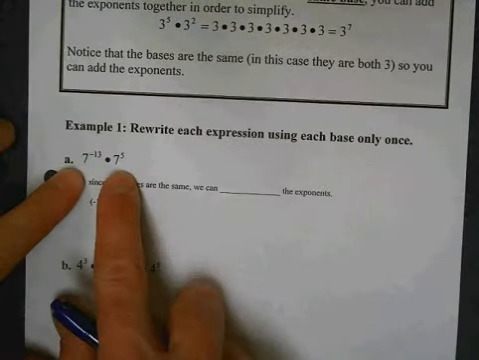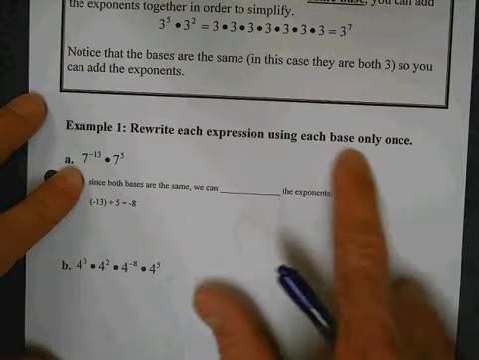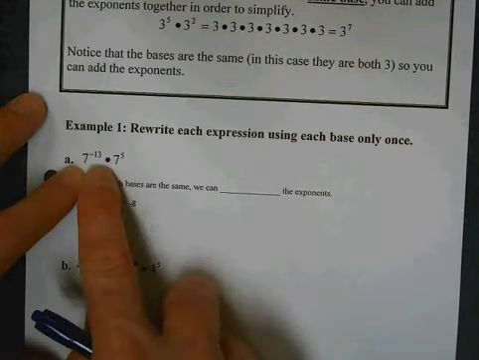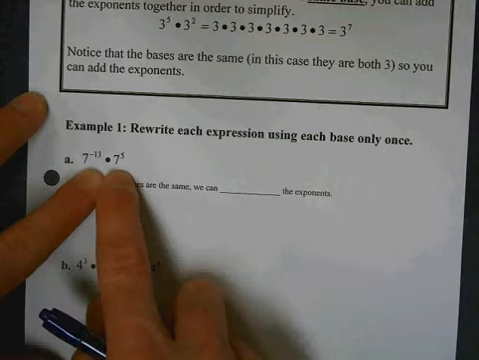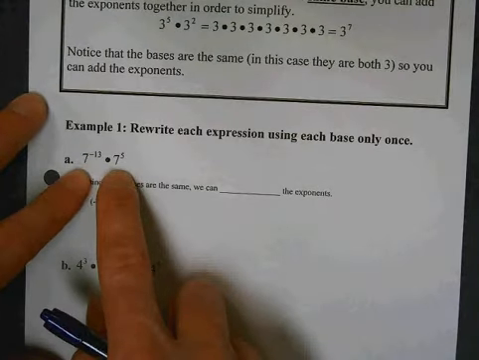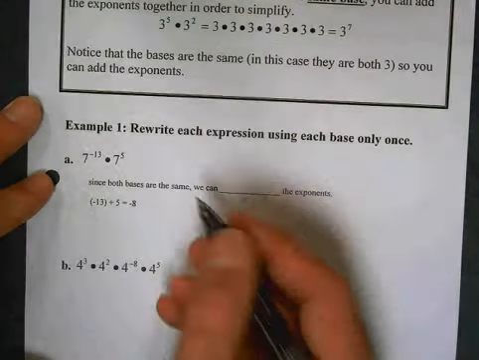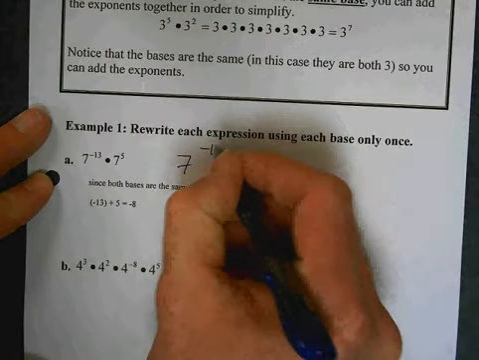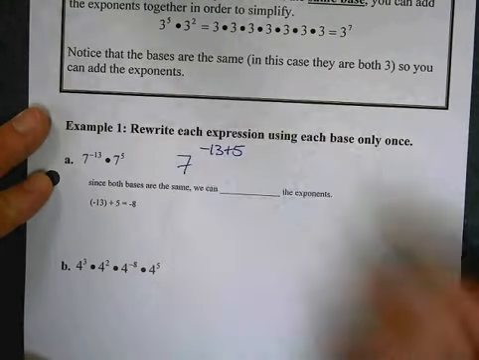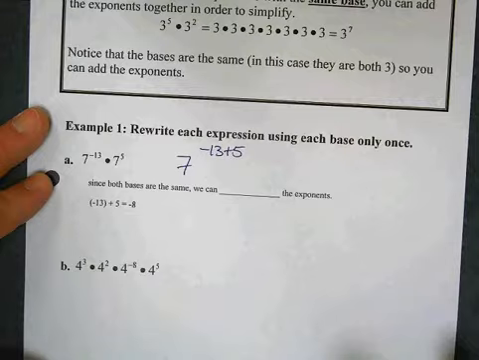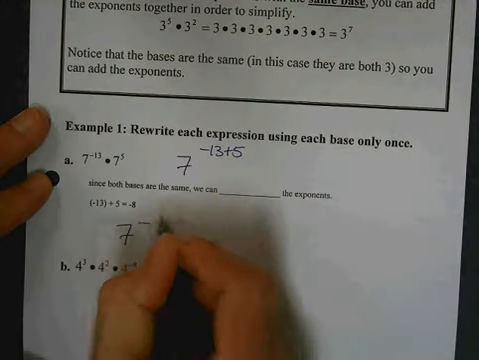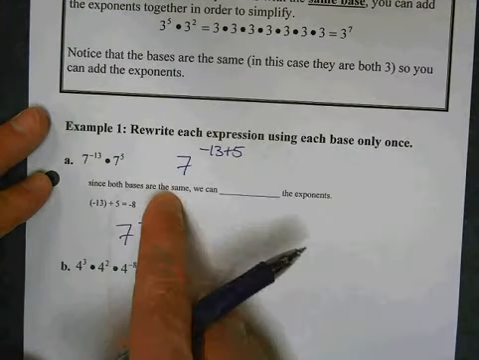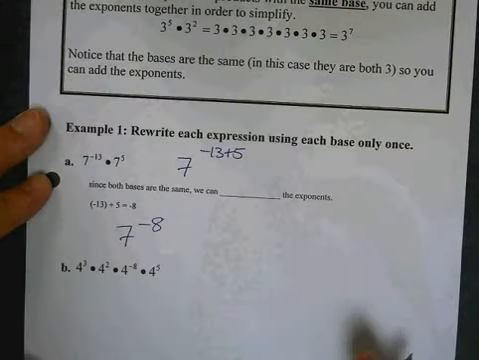Example 1a. Write each example using the base only once. 7 to the negative 13, 7 to the positive 5. Are the bases the same? So what we're really going to say is, what is negative 13 plus 5? Negative 8. So, since both bases are the same, we can, what would I fill in there?